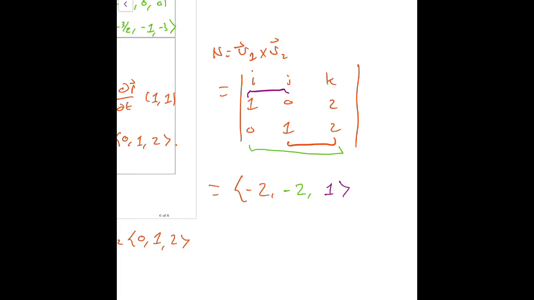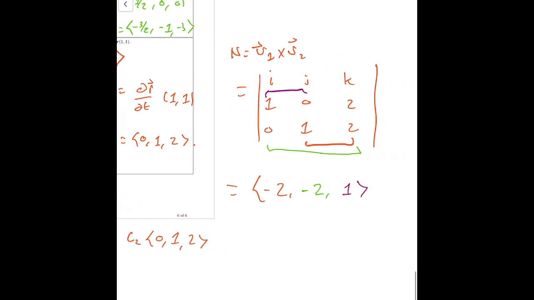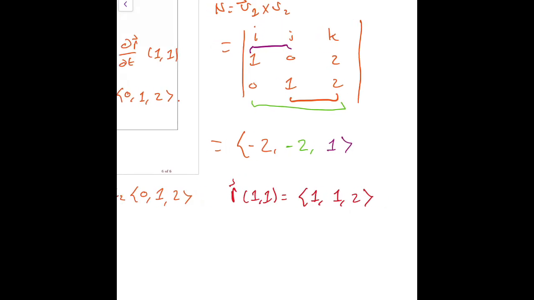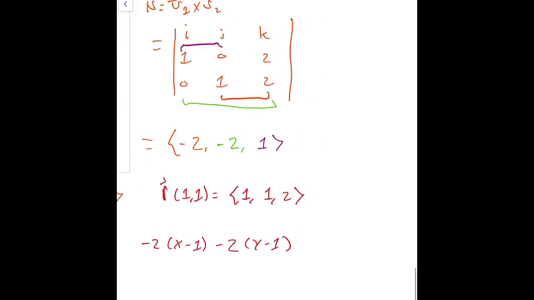Okay, so now to find the equation for the tangent plane, notice that r(1, 1) is equal to (1, 1, 2). So an equation for the tangent plane is minus 2 times (x minus 1) minus 2 times (y minus 1) plus (z minus 2) is equal to 0. Okay, and so there you have it.